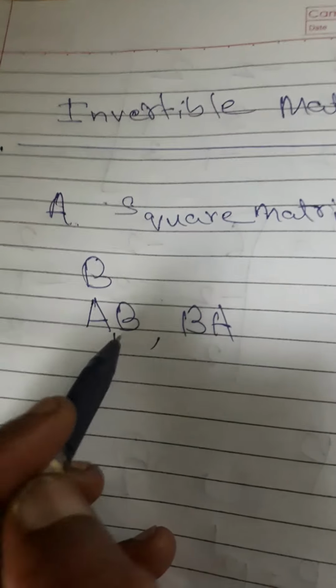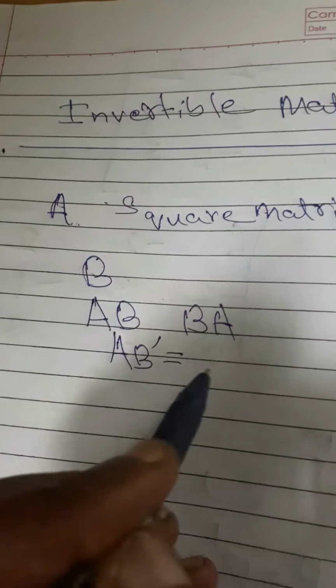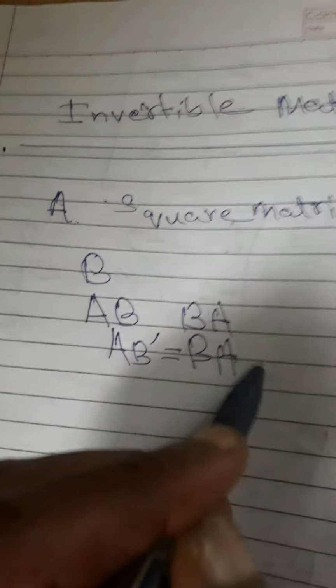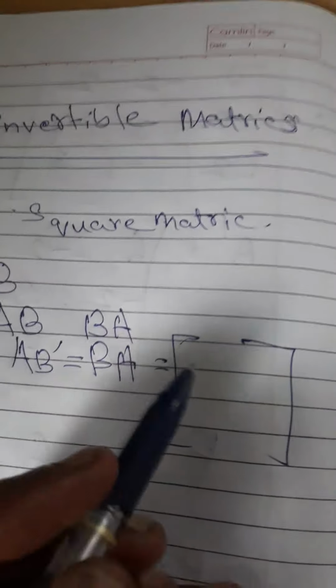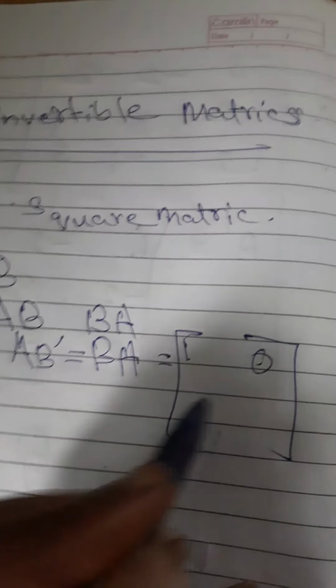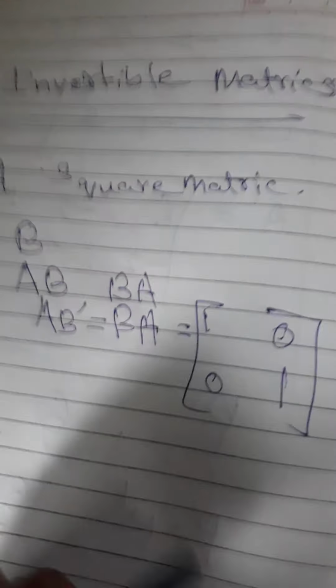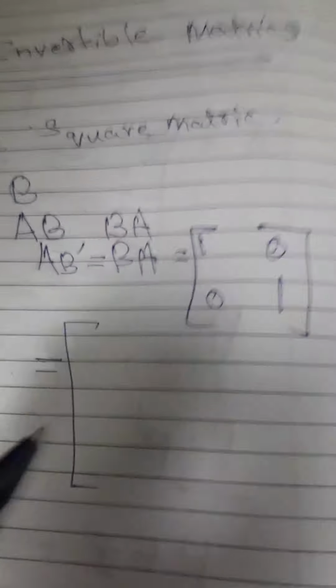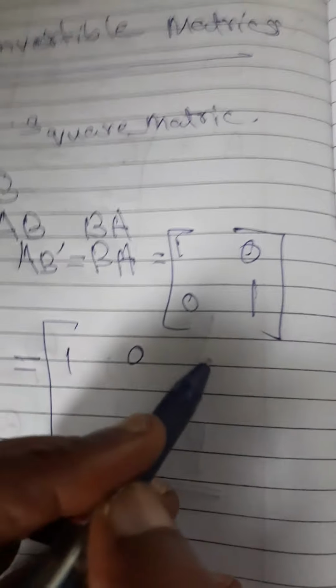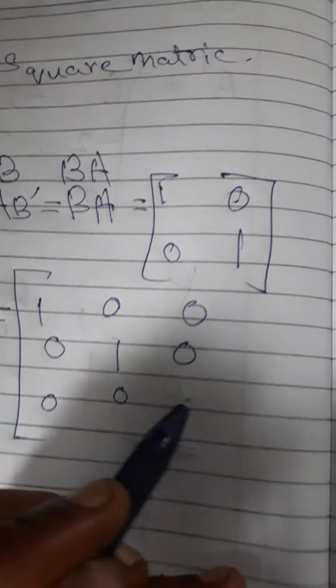And if they are equal, that is AB is equal to BA, and you get a unit matrix. Say if A is a square matrix of order 2, and if the final result that you will be getting in both the cases is the unit matrix of order 2, or if it is of order 3, then the matrix that you will be getting in terms of I is [1 0 0; 0 1 0; 0 0 1].